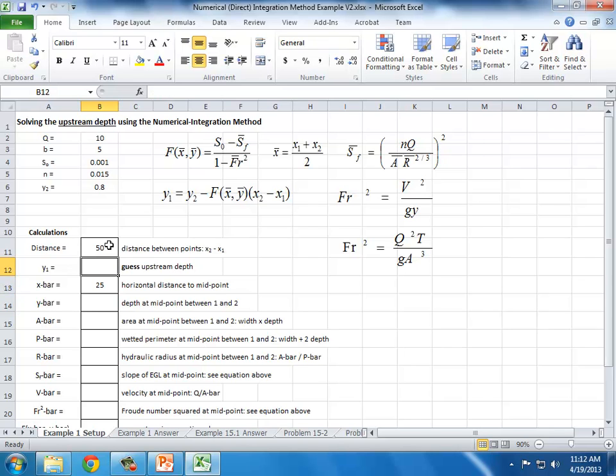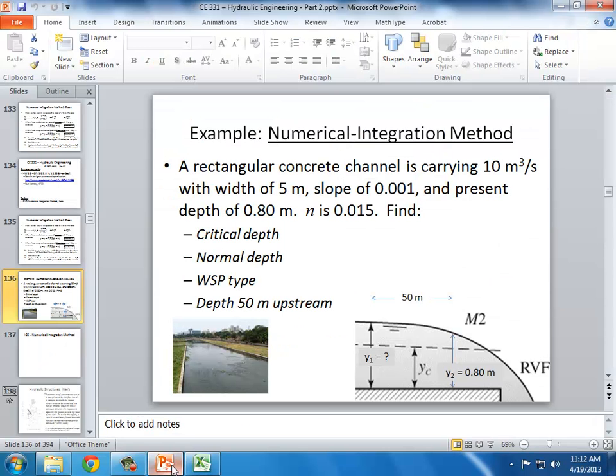Now, I have to start off with some guess depth upstream. And remember, from the water surface profile, I know it's going to be deeper upstream. I don't know how much deeper. I know that the normal depth, eventually, it's going to keep getting deeper and deeper and deeper until it gets to the normal depth. So it's going to be somewhere between 0.8 and 1.124.